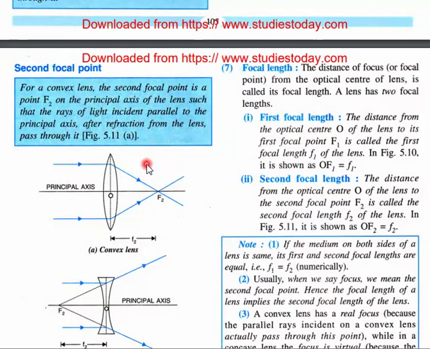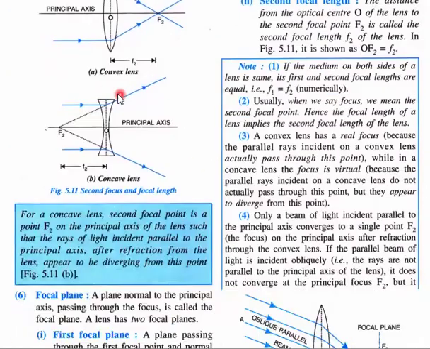Now on the right hand side, we have a note which says some of the things, but the thing you have to remember is only the third point. The convex lens has a real focus. Remember this, convex has real focus. And the concave lens, the focus is virtual.